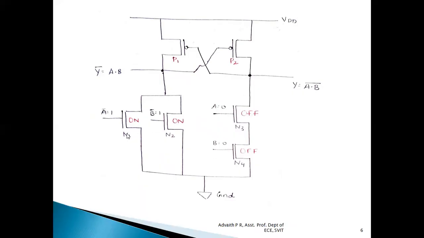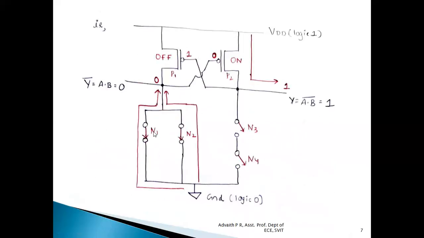So when N1 and N2 MOSFETs are on, there is a connection established between the source and the drain terminals of MOSFETs N1 and N2. Whereas because N3 and N4 MOSFETs are off, their source and drain terminals are not connected. That means N3 and N4 MOSFETs act as open switches, whereas N1 and N2 MOSFETs act as closed switches, which can be understood with the following figure. So because N1 and N2 MOSFETs are on, they act as closed switches, whereas N3 and N4 MOSFETs are off, they act as open switches.